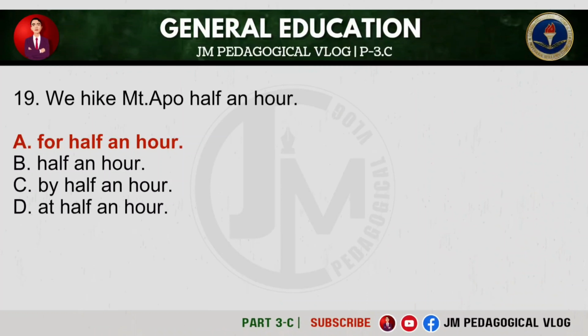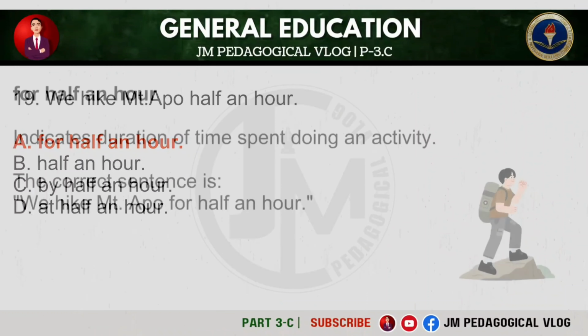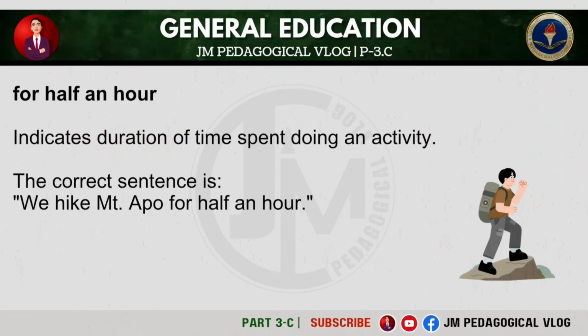A. For half an hour. This indicates the duration of time spent doing an activity. The correct sentence is, we hike Mount Apo for half an hour.